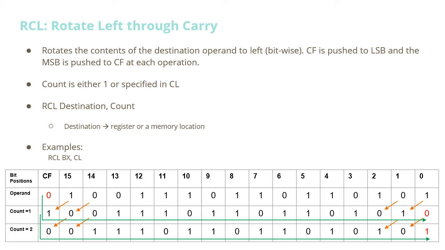The format of this instruction is RCL destination comma count, where the destination can be a register or a memory location, but it cannot be an immediate data. An example for this instruction is RCL BX, CL, where the contents of the BX register is used as the operand and the count will be specified in the CL register.